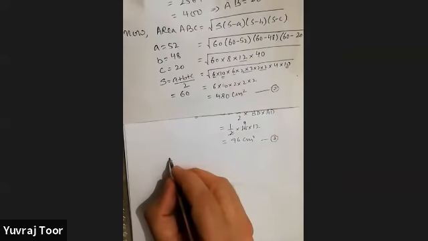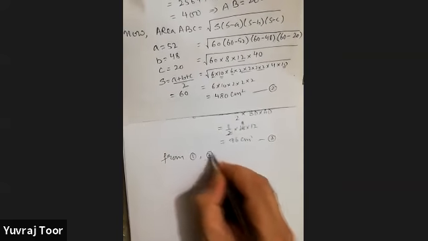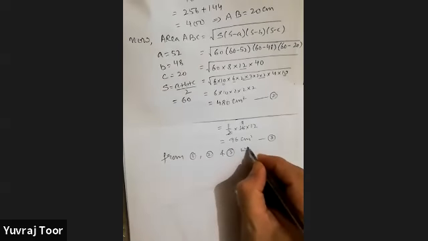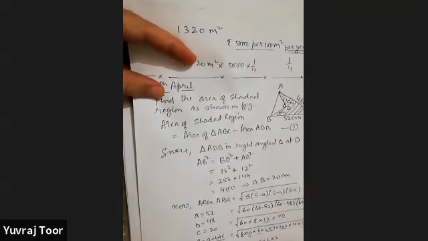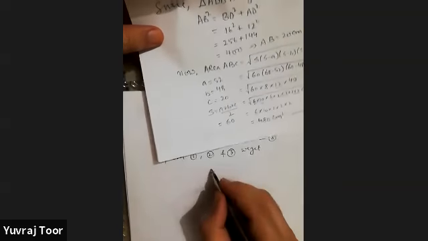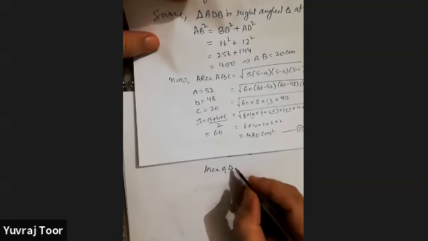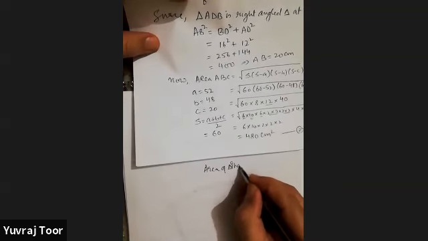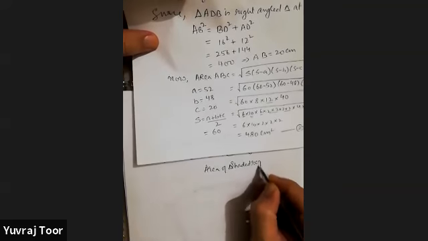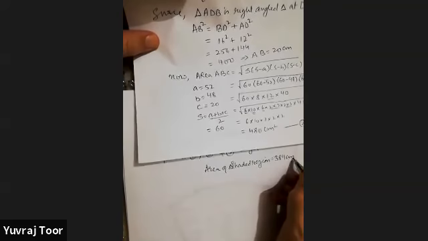Now from 1, 2 and 3 we get, now what is 1, 2 and 3? ABC minus ADB. So what is the final answer we are getting? Area of shaded region after subtraction is 384 centimeter square.